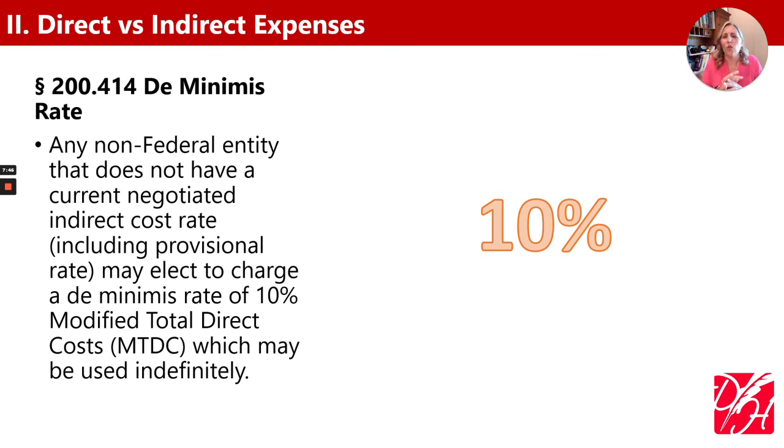You can, as an organization, use the de minimis rate forever. There's no time limit on using this rate. You don't have to use it only for your first one or two federal awards and then move on to the more complicated version. No, not the case. Rather, you are eligible to use the de minimis rate for all of your federal applications for the foreseeable future.